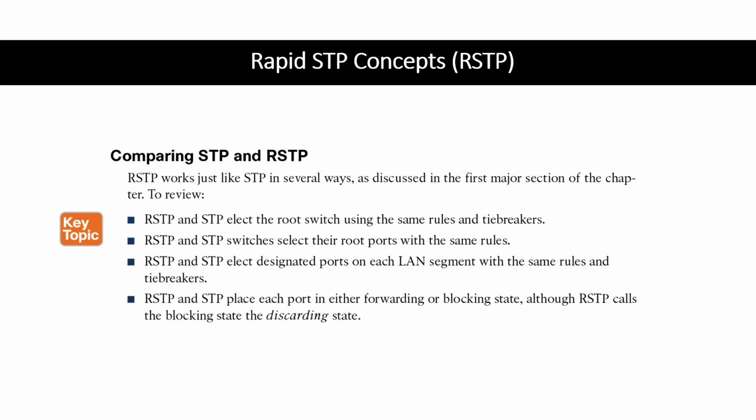Rapid Spanning Tree and Spanning Tree switches select their root ports with the same rules. You do not need to relearn that. Rapid Spanning Tree and Spanning Tree elect designated ports on each LAN segment with the same rules and tiebreakers. You already learned that. Both place each port in either forwarding or blocking state, although Rapid Spanning Tree calls the blocking state the discarding state. But essentially, you understand what the function of that port state is doing.